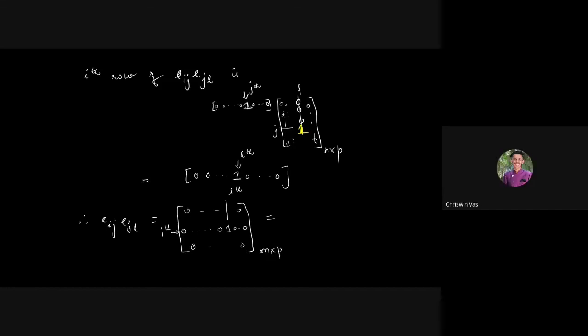Matrix unit. Yeah, can you give me the notation, Chriswin? What is the notation I have to use? E? IL. Yes, EIL, but it is of order m by p. Correct.